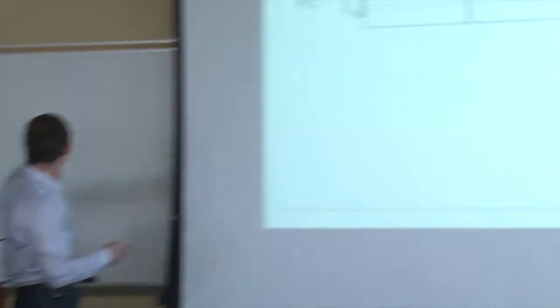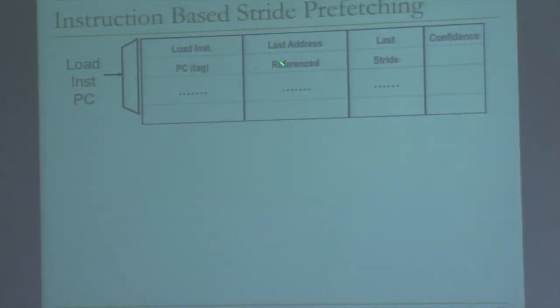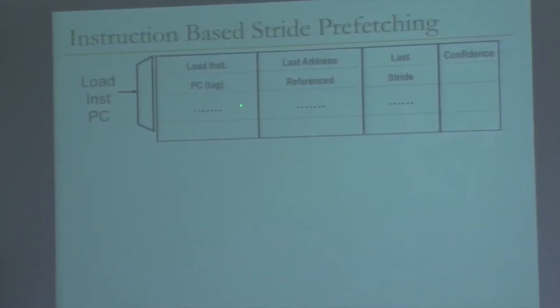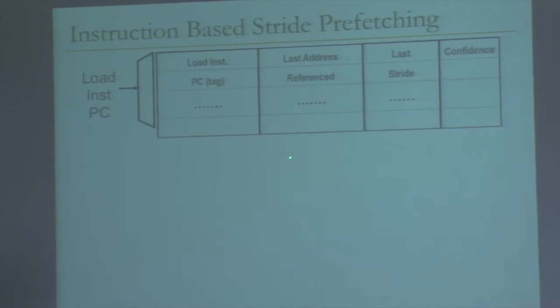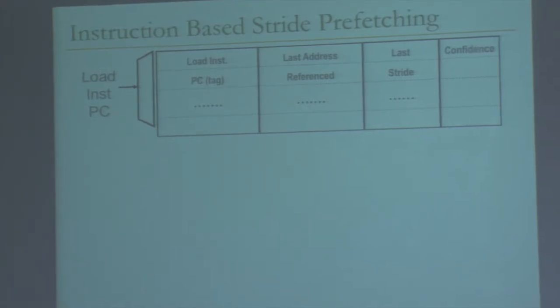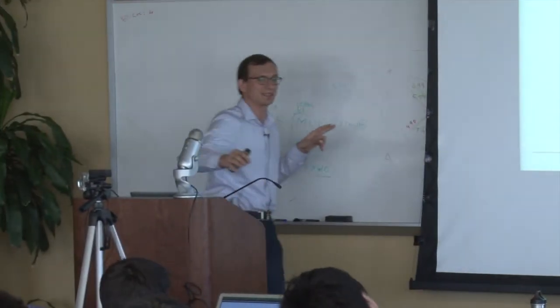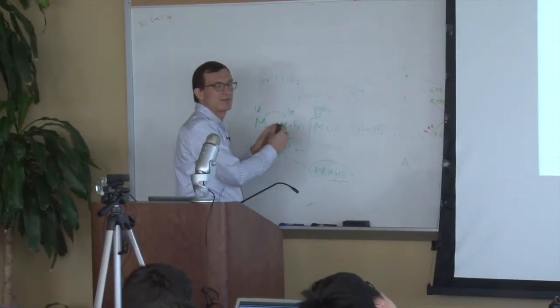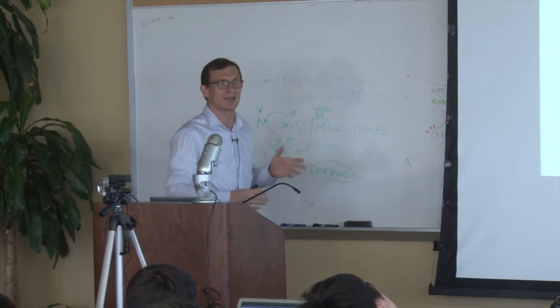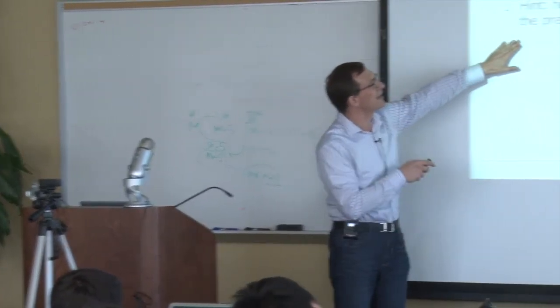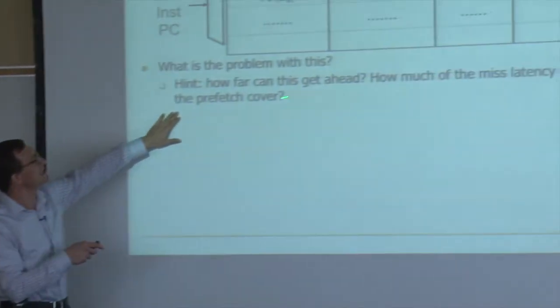So this is whatever I showed you here, but this puts a little bit more meat to it. Whenever you fetch the load, you use the program counter to index into this table, which basically has a tag, the last address the load referenced, and the stride. And you could have a confidence value with the stride also. For example, you may want to see the stride of 5 twice in a row to say, OK, there's a stride here. Maybe you may want to see the stride of 5 multiple times in a row to say that you're confident. So the problem is, how far ahead can this get? How much of the miss latency can the prefetch cover?